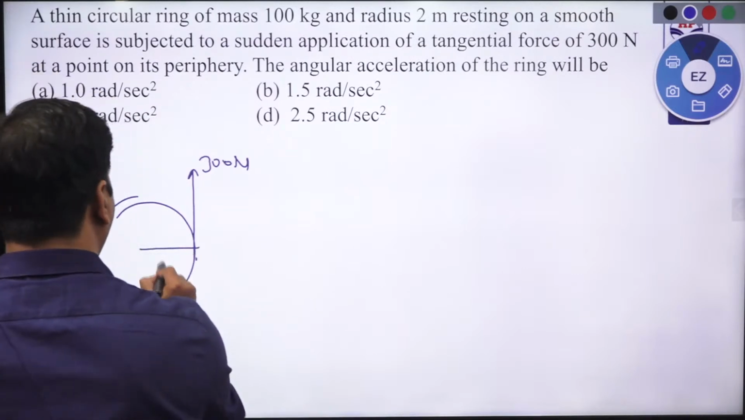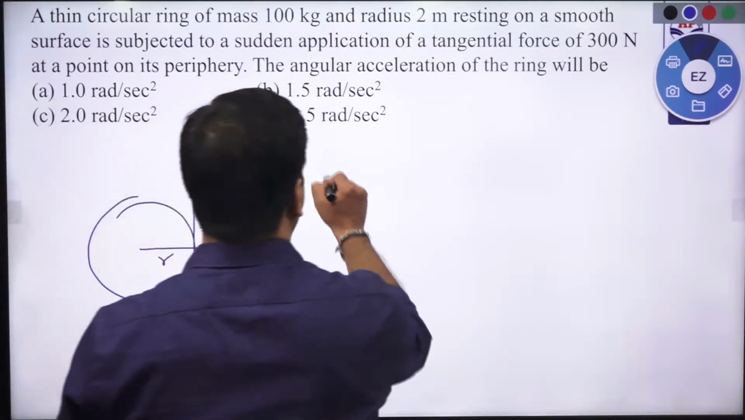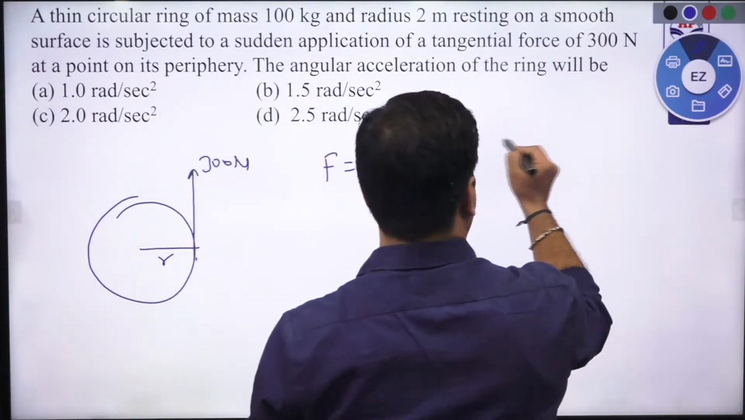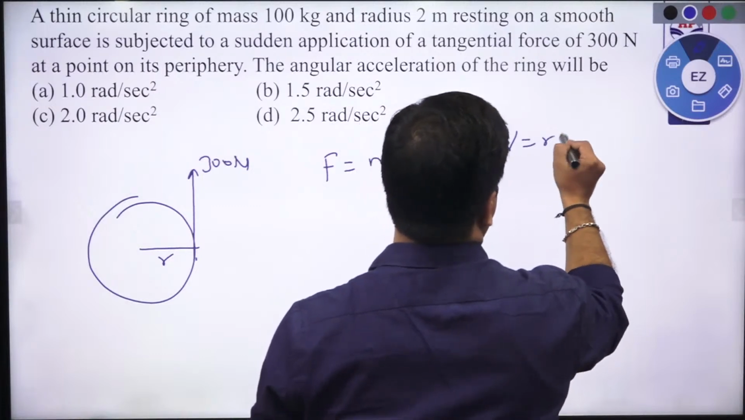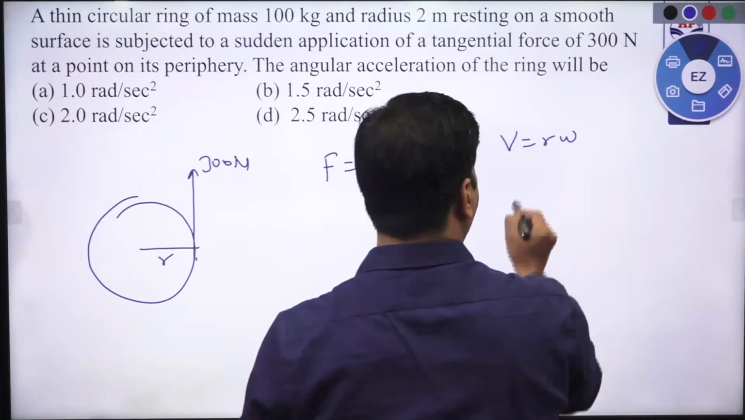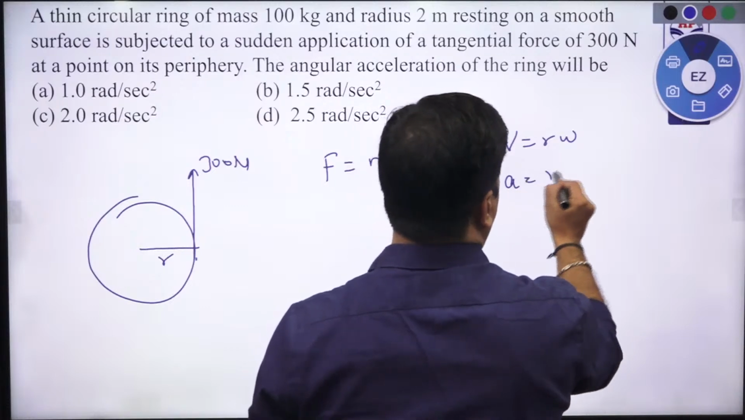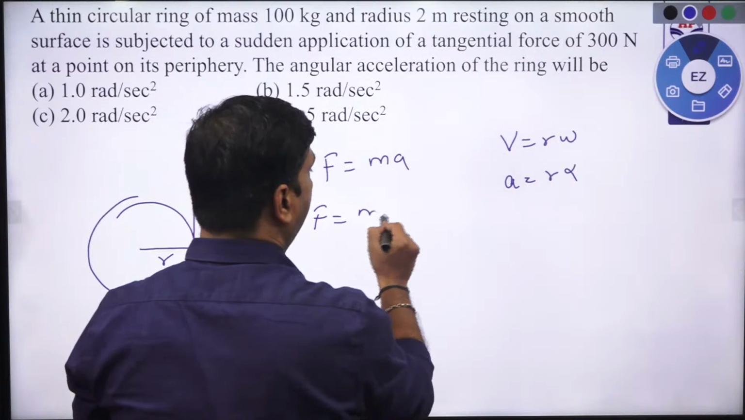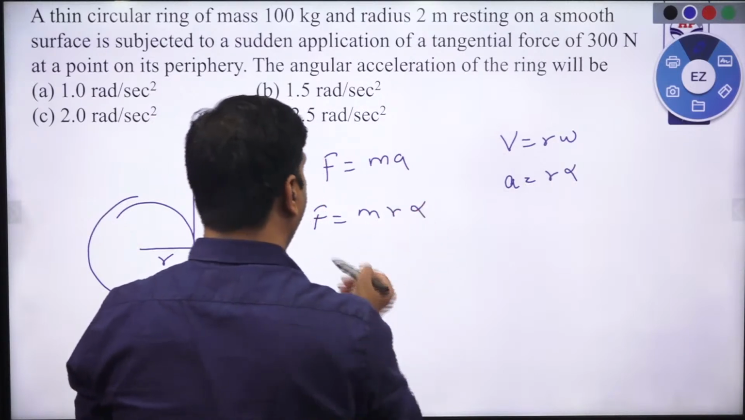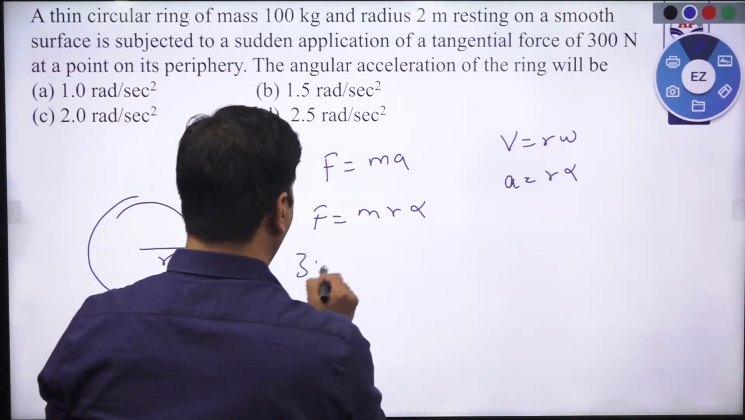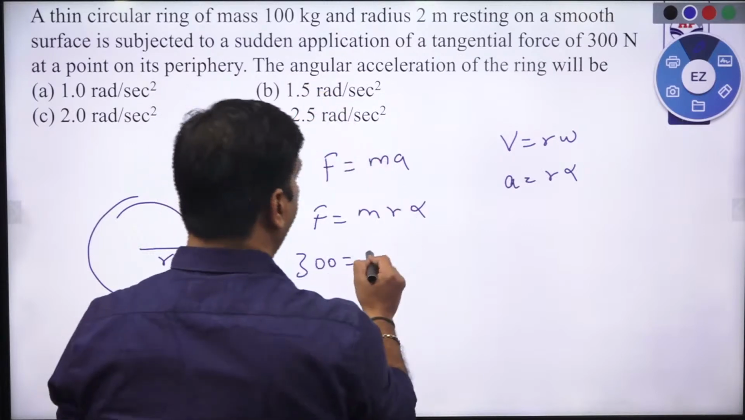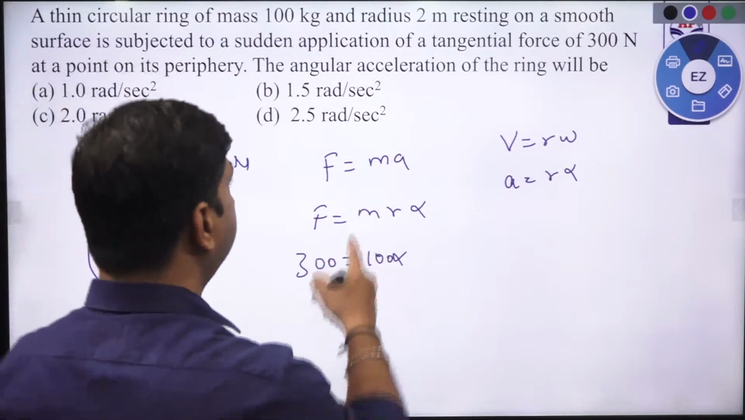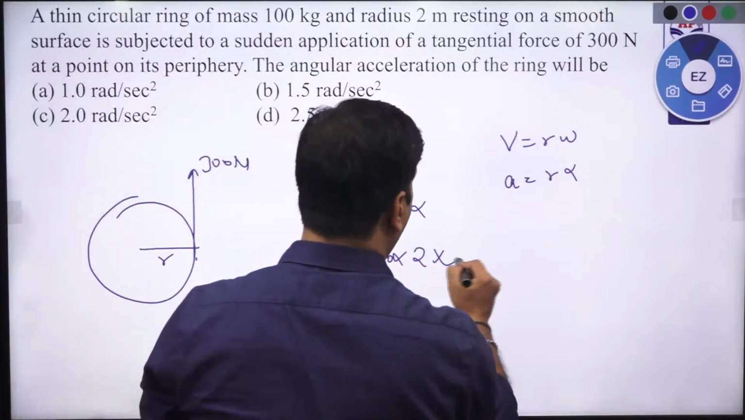So the angular acceleration, how much will it be? F equals to ma, and v equals to R into omega. If I'm just going to differentiate this one, this is a equals to R into alpha. So from here we can write F equals m into R into alpha. Here F is 300 Newton, mass of the ring is 100 kg, radius is 2 meter, and alpha is this one.